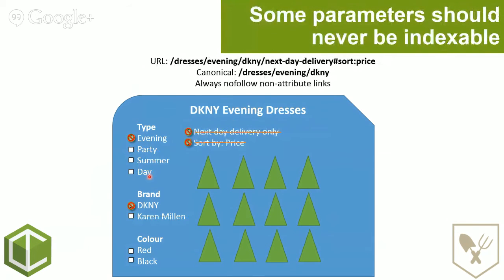The next one is to noindex and nofollow some attributes. You never really want to have sorting or ordering options indexed or crawled. Same with things like delivery options. No one's ever going to search Google for those, so why would you make them indexable?